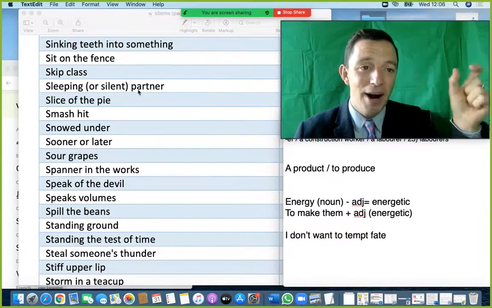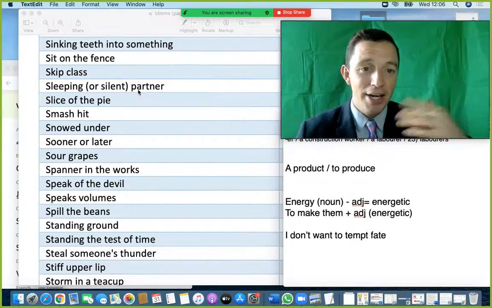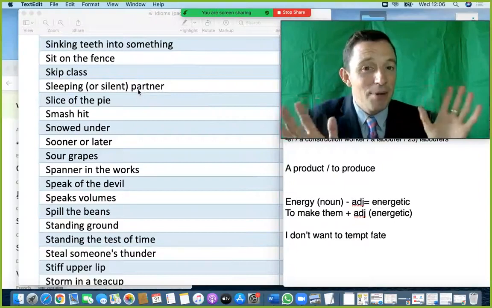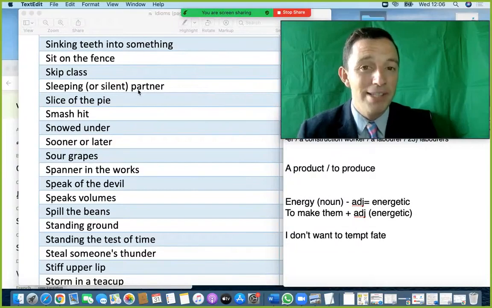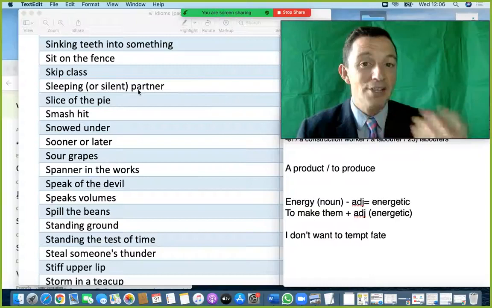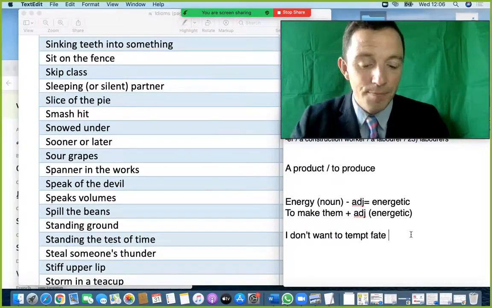A silent partner is the person who gives you the money to make the business, but is very quiet and has no interaction. So for me, it's not typical, but that's the expression here. A silent partner is the person who is involved in the business, who gives you the money, but maybe says no interaction. Okay, but the next expression is important, a slice of the pie.